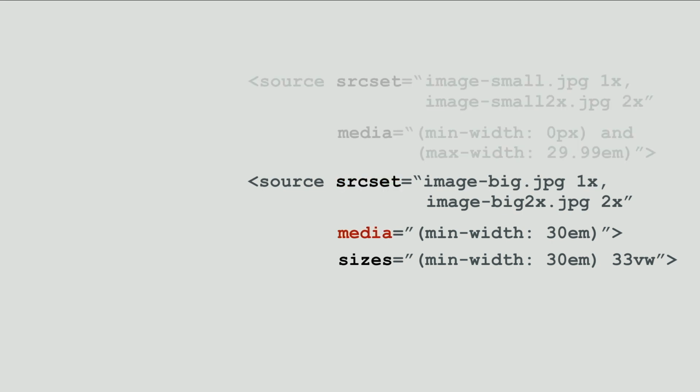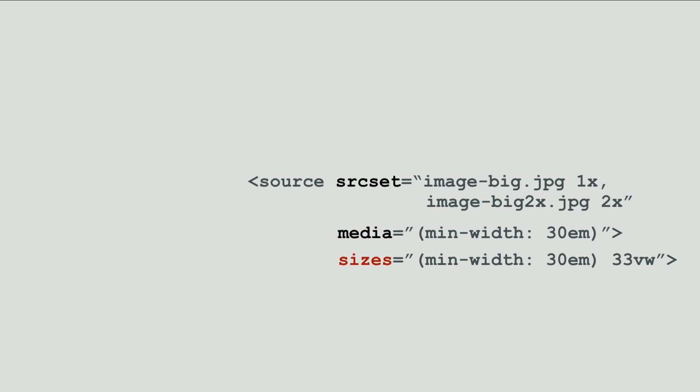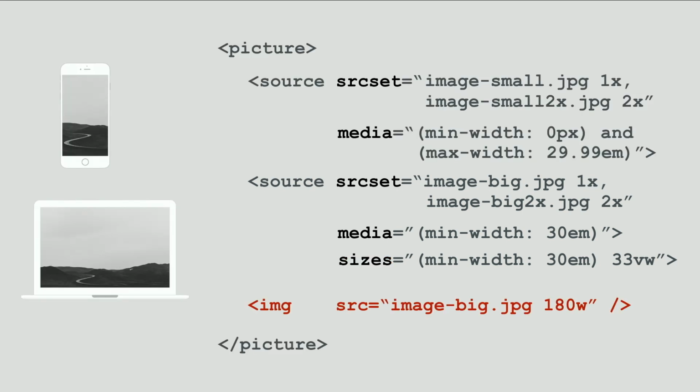Then you have the media attribute. The media attribute says, for each source, at which width of the display it has to be used. And then we have sizes, which is exactly the same as for the img tag. So that's mainly all the attributes you need to take into account when you are building responsive images.